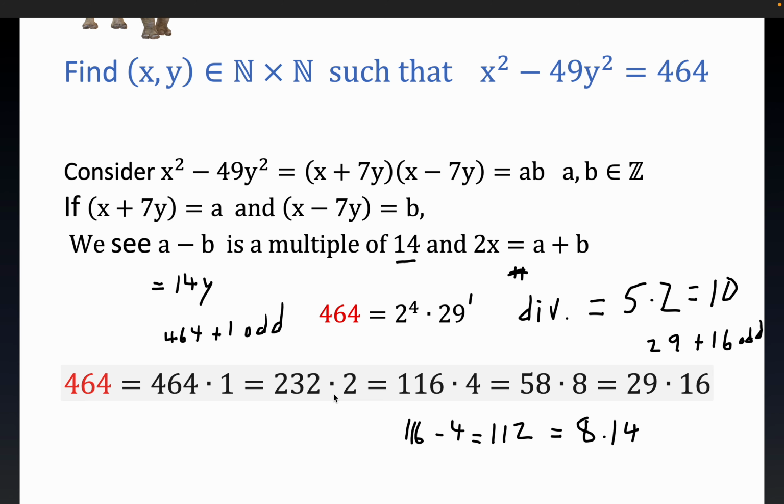Now, the rest of these you can verify that that doesn't happen. 232 minus 2 is not a multiple of 14. I'll just put not 14k. Again, you can check that if you want to, and make sure I didn't make a mistake. And then right here, 58 minus 8 is not a multiple of 14, right? So that just leaves 116 and 4 to consider.